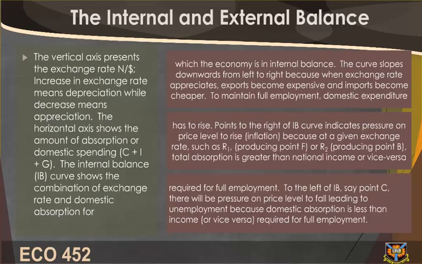The vertical axis presents the exchange rate, naira to dollar. Increase in exchange rate means depreciation, while decrease means appreciation. The horizontal axis shows the amount of absorption or domestic spending, C plus I plus G. The internal balance, IB curve, shows the combination of exchange rate and domestic absorption for which the economy is in internal balance.